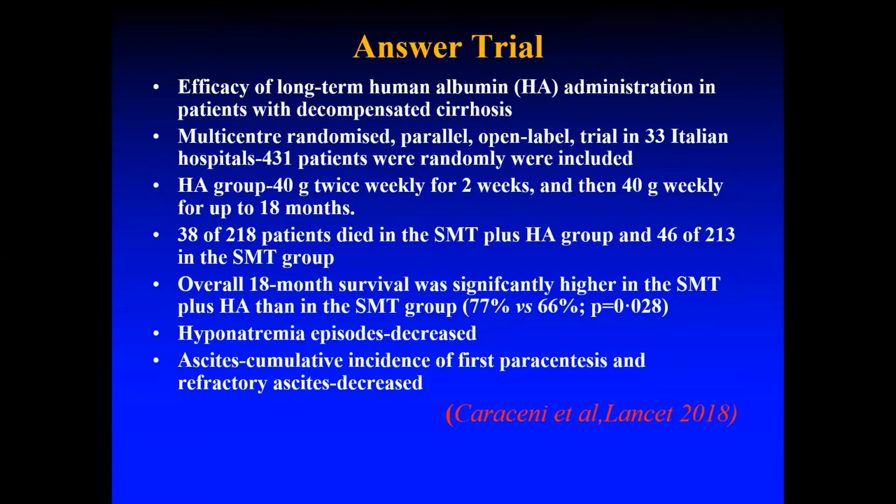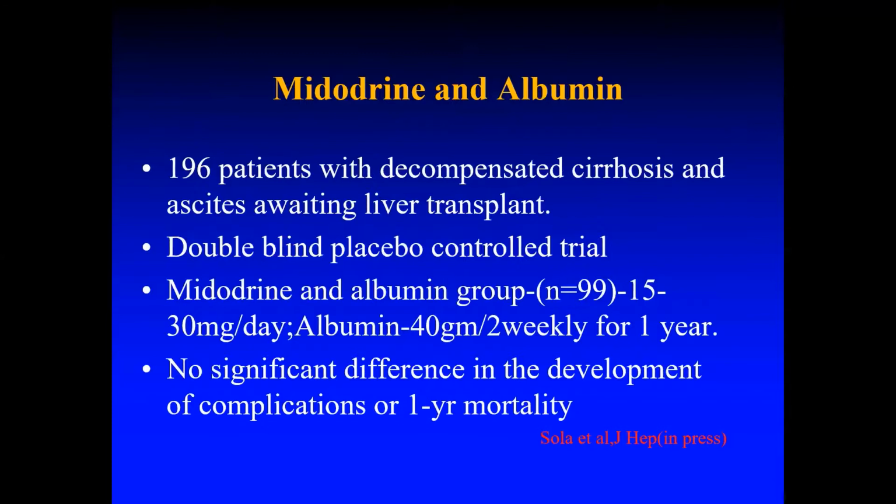38 out of 218 patients died in the SMT plus human albumin group, and 46 of 213 in the SMT group. And overall, 18-month survival was significantly higher in the SMT plus albumin group than in the SMT group. That is 77% versus 66%. And hyponatremia episodes were also decreased. The cumulative incidence of first paracentesis in refractory ascites also decreased in the albumin group.